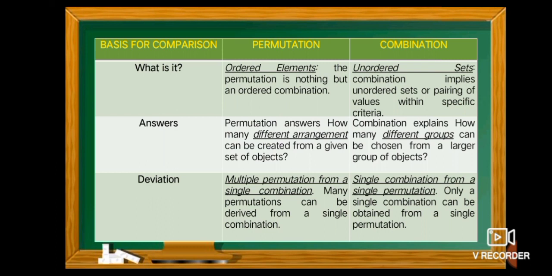Next is the deviation. In permutation, multiple permutations from a single combination. Many permutations can be derived from a single combination, while in combination, single combination from a single permutation. Only a single combination can be obtained from a single permutation.